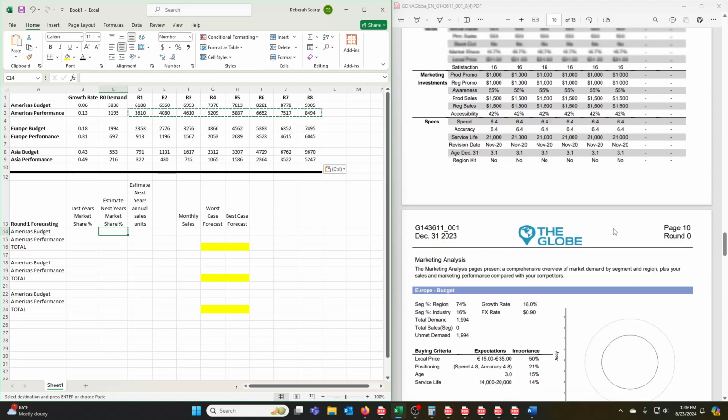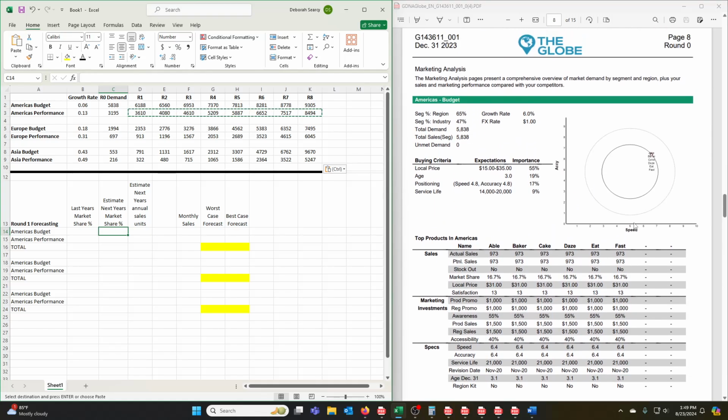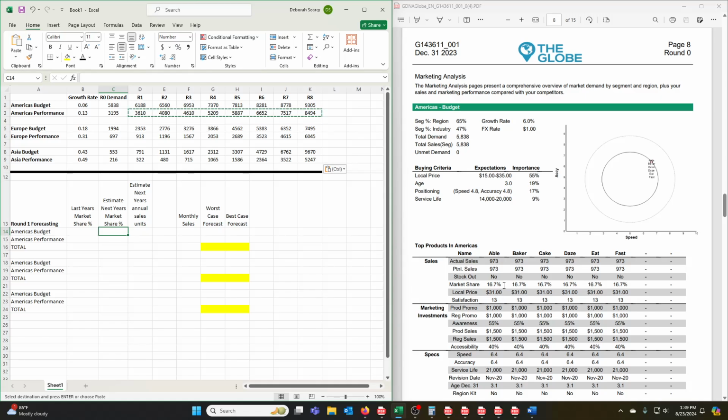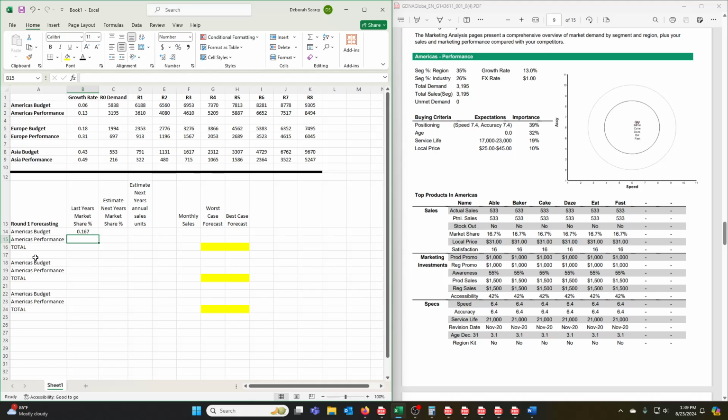Okay, so now let's do our actual forecasting to figure out the numbers that we're going to enter into the dashboard. So here we are. Last year in the Americas, we had a 16.7% market share in both budget and performance. I just put these numbers here as a reference point because you want to see what you had last year, sort of as a gut check, so to speak.